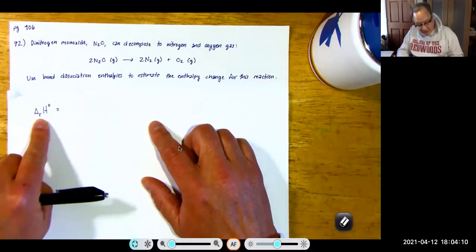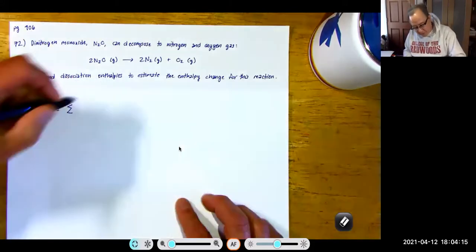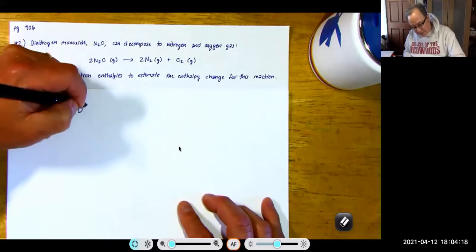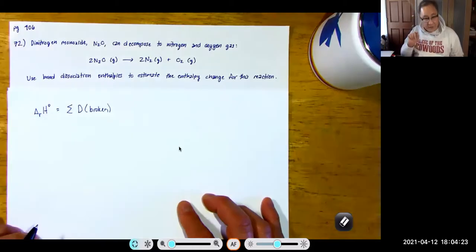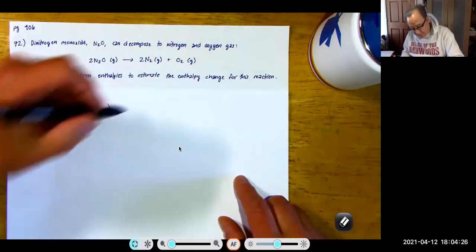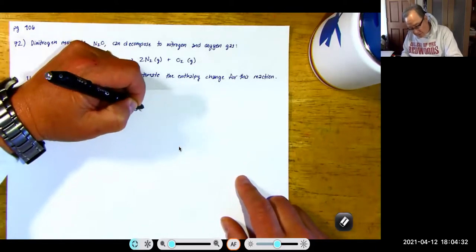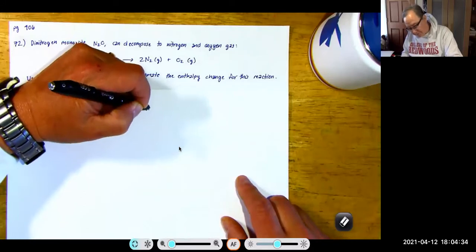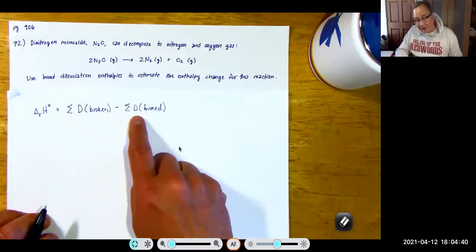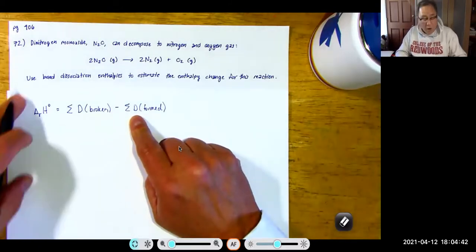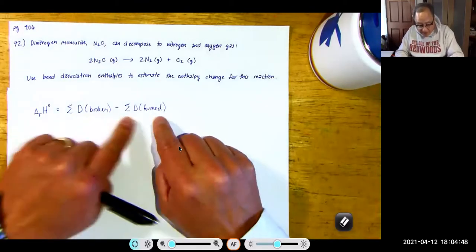enthalpy change for the reaction is going to be the sum of the bond dissociation energies of the bonds that are broken, because those are the ones that require a positive amount of energy, minus the bond dissociation energies of the ones that are formed. So with the minus in front of it, this amount of energy that would normally be required for breaking the bonds is now the energy that is produced.